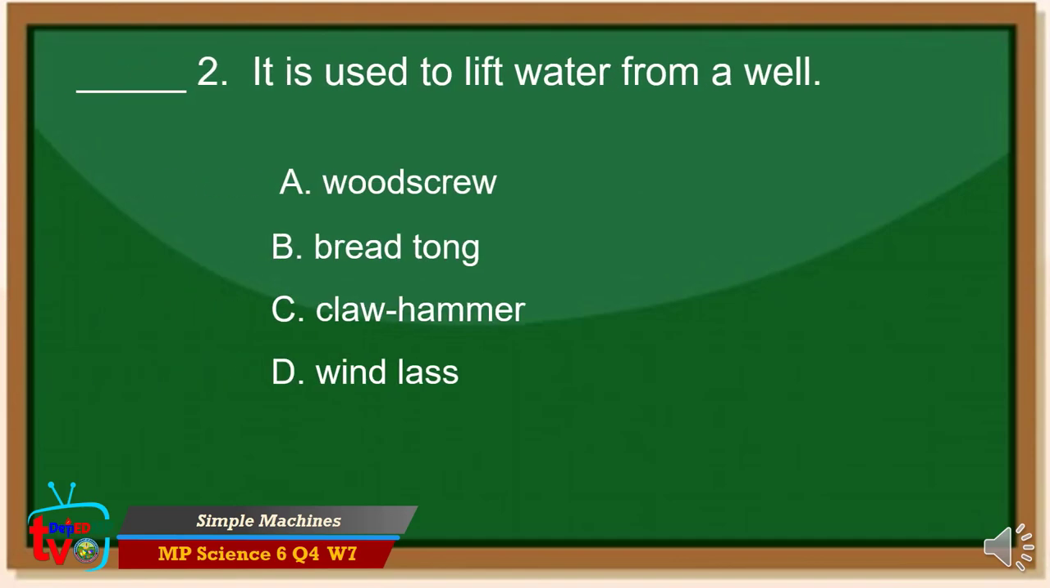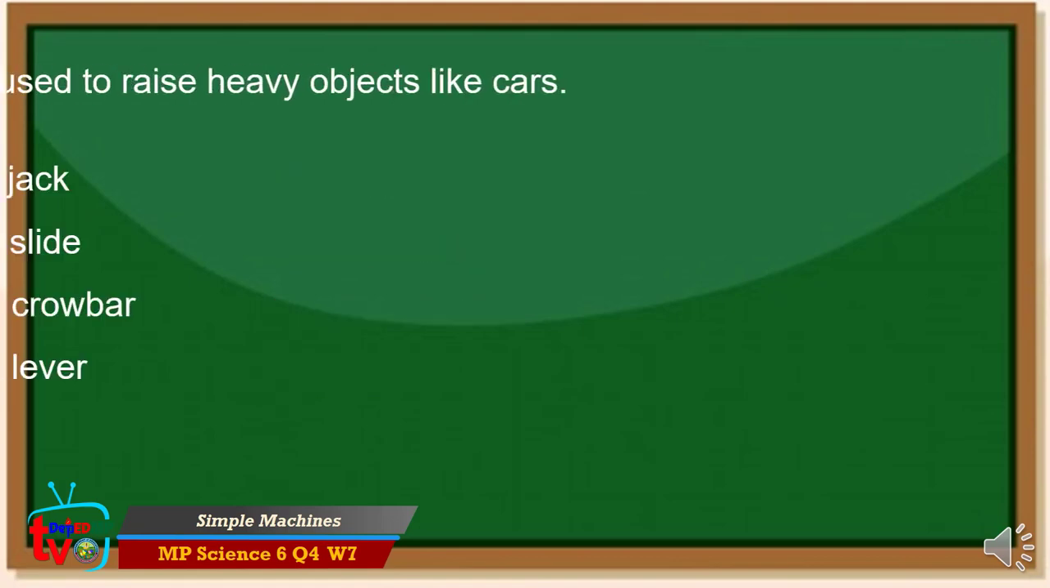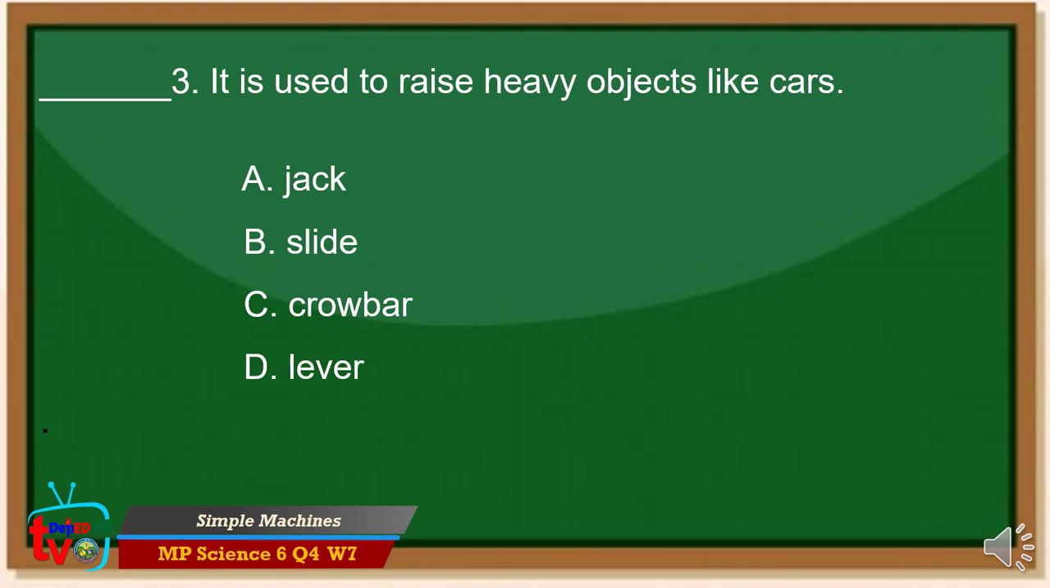Number two question. It is used to lift water from a well. A. Wood screw. B. Bread tong. C. Claw hammer. D. Wine glass. The answer is D. Number three question. It is used to raise heavy objects like cars. A. Jack. B. Slide. C. Crowbar. D. Lever. The answer is A.